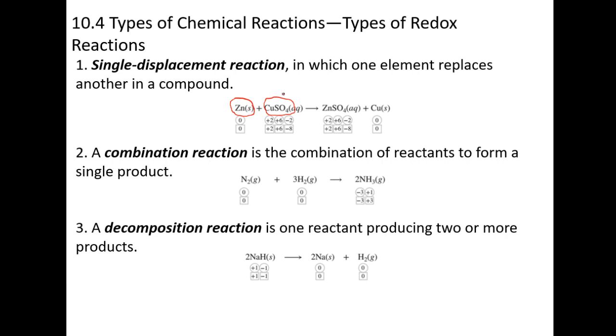The example I gave you earlier was copper nitrate. It doesn't really matter what ion you have. This is our spectator ion. That sulfate is a spectator ion.